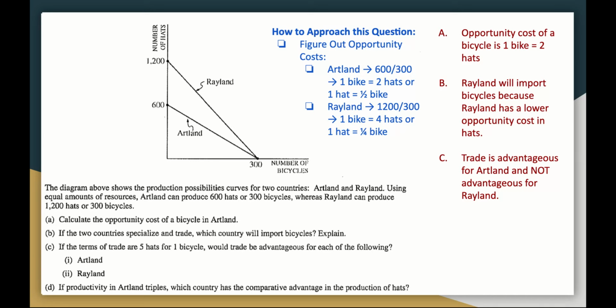If productivity in Artland triples, which country has a comparative advantage in the production of hats? Rayland has a comparative advantage still in producing hats. Even if you triple the numbers, it still works out for them. So this is just kind of a review on what a question would look like.